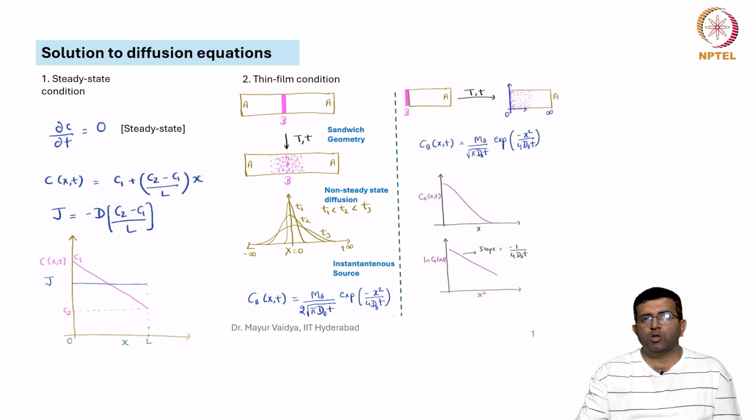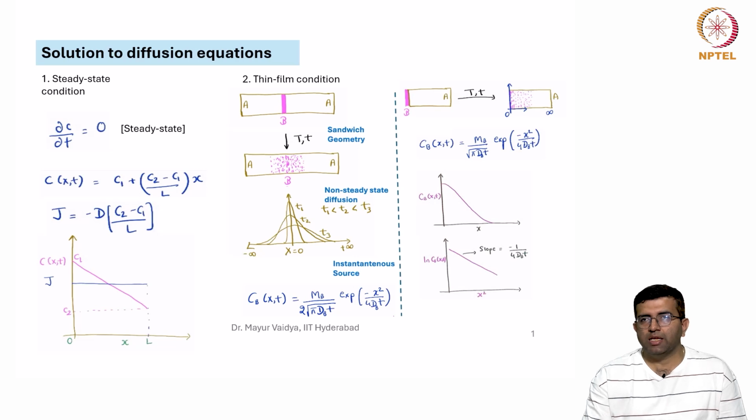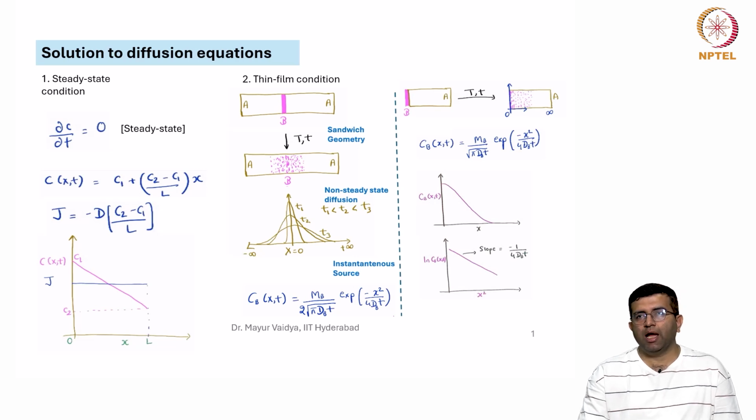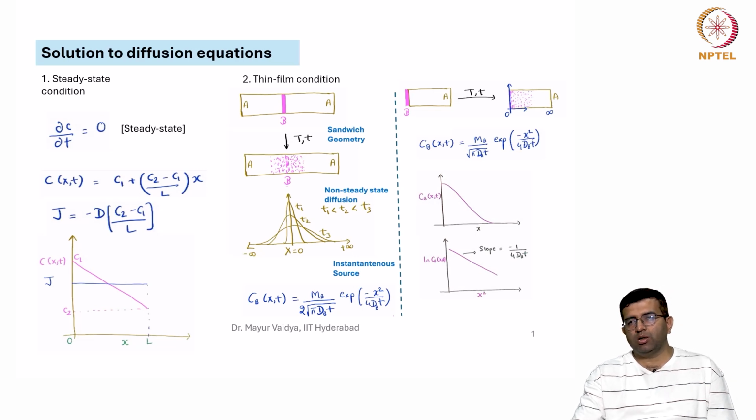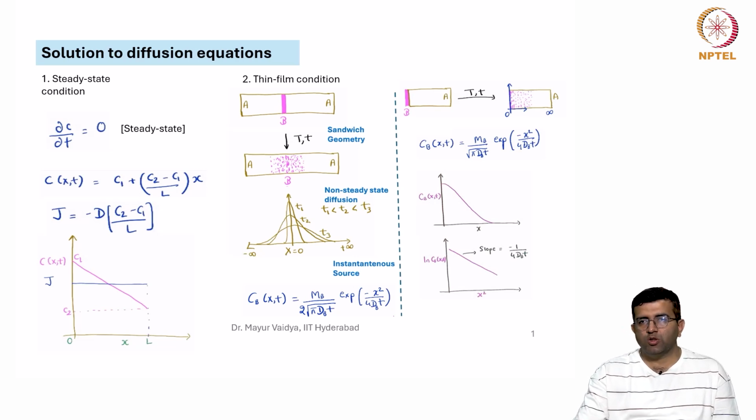Then we also saw a thin film case where it is deposited on the surface, where the solution looks pretty similar, C_B equal to M by root pi D_B t exponential minus x square by 4 D_B t, and this is how the graph looks like. Typically in experiments we plot log C_B versus x square, and the slope gives us minus 1 by 4 D_B t.